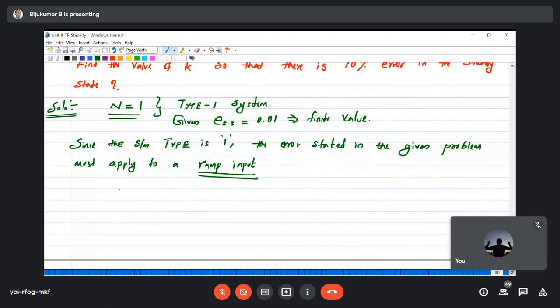So how will you find the steady state error for a ramp? It is 1 by Kv, and this is given as 0.1, 10%, right?